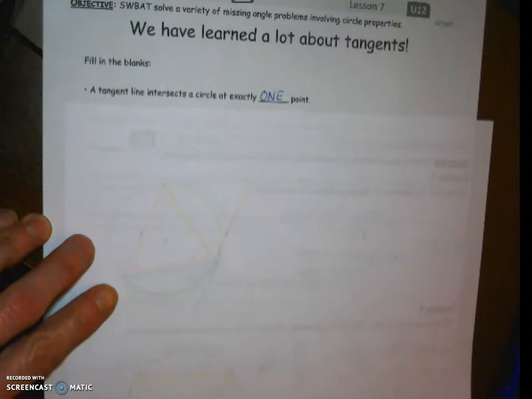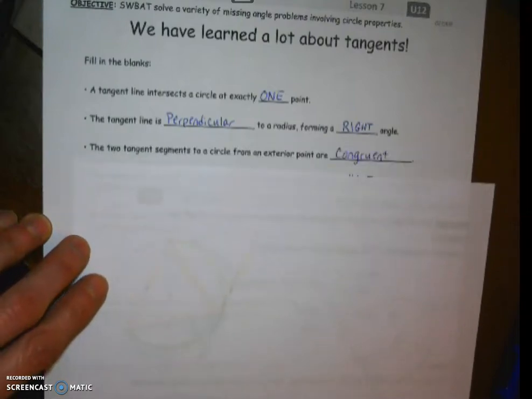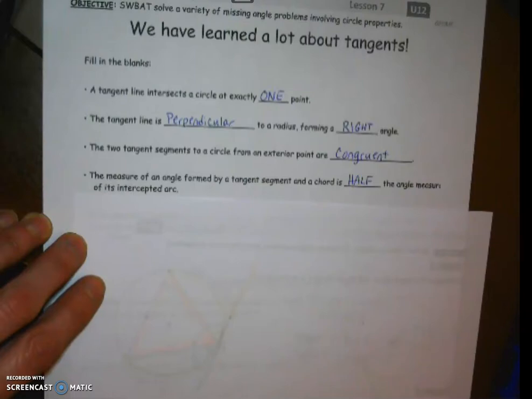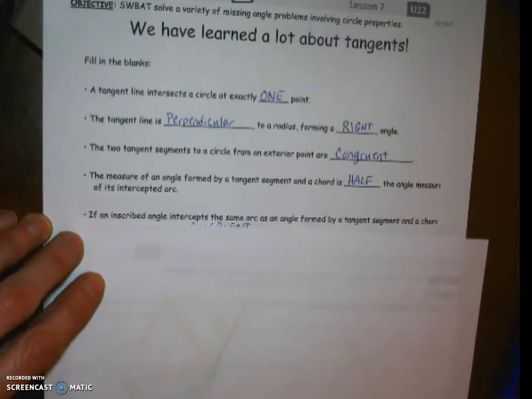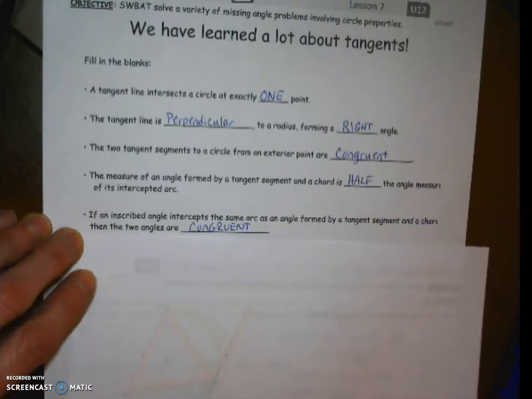And now let's talk about what we've learned about tangents. Fill in the blanks. On the first one, a tangent line intersects a circle in exactly 1 point. A tangent line is perpendicular to the radius, forming right angles. Two tangent segments to a circle from an external point are congruent, like we did in the first problem. The measure of any angle formed by a tangent segment and a chord is half the angle measure of its intercepted arc. And if an inscribed angle intercepts the same arc as an angle formed by a tangent segment and a chord, then the two angles are congruent, which is what we did on the second page.